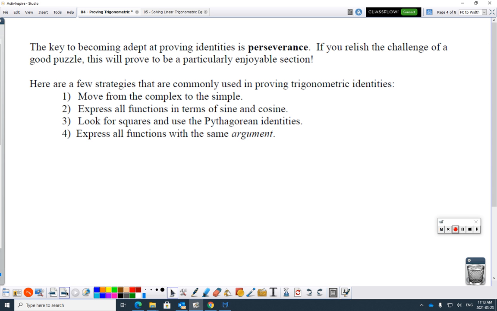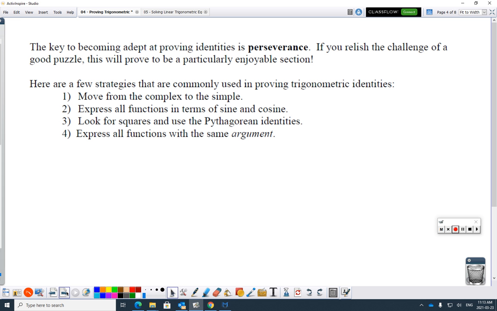Identities are going to be a challenge every step of the way. Every single identity is going to be this little mini challenge, and you've got to stick with it and play around with it. But I can give you some weapons, some weapons for how to approach the questions. Here are a few strategies that are commonly used in proving trigonometric identities.